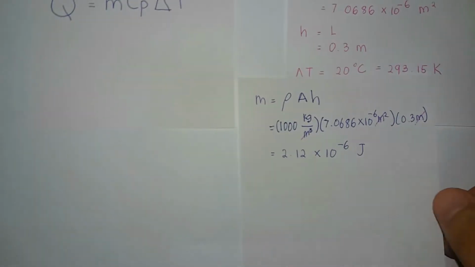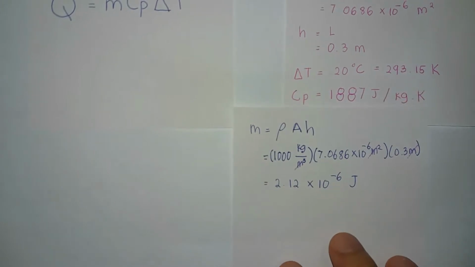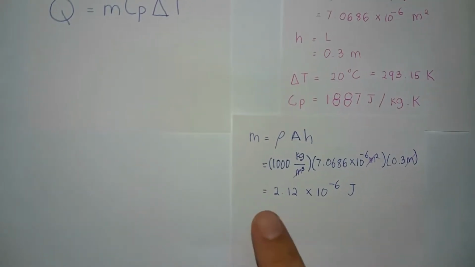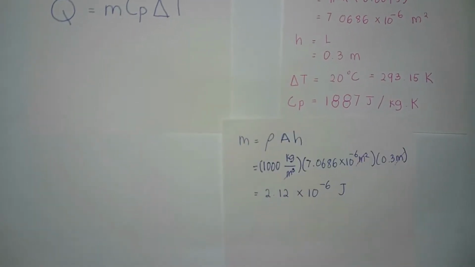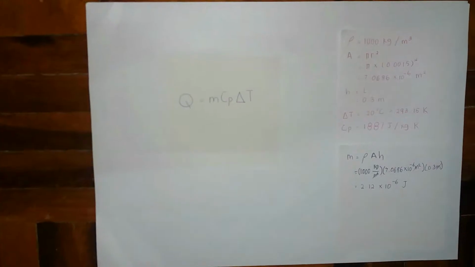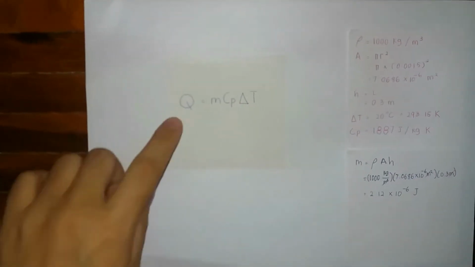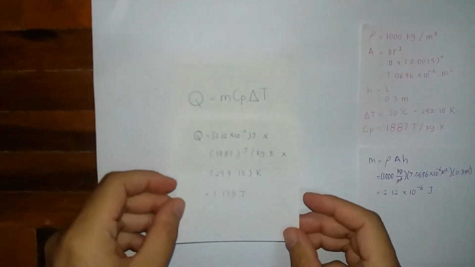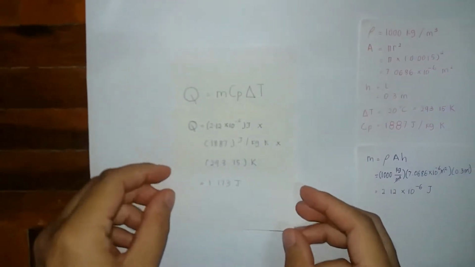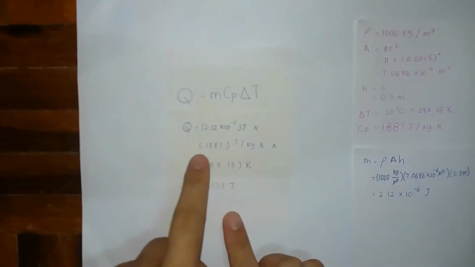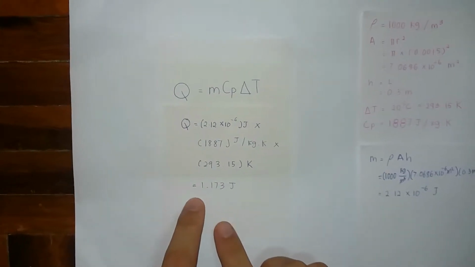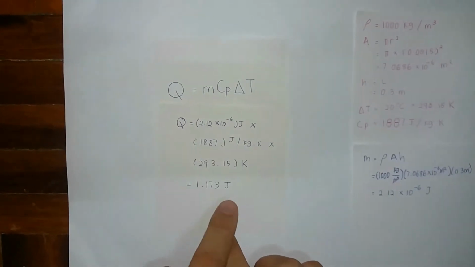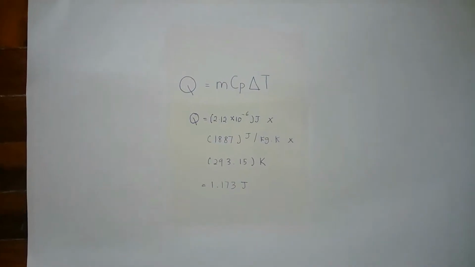Then we need to find the mass, equal to rho times area times height, and the result is 2.12 to the power negative 6 joule. So by using this equation, it is equal to m times Cp times delta T, and the answer is 1.173 joule. Okay.